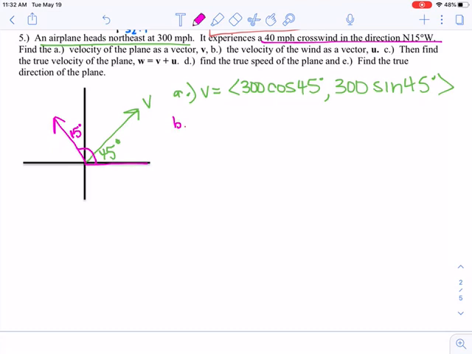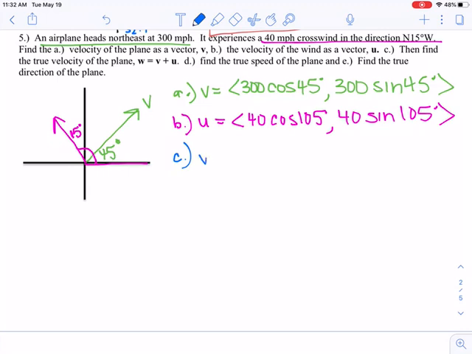So for part B, for my vector for my wind, my vector u, I'm going to take its speed, 40, times the cosine of 105 degrees, and 40 times the sine of 105. Because remember, for our angles, we always want to measure from the positive x-axis. Once I have vector v and u, I want to add those 2 vectors together to get my vector w.